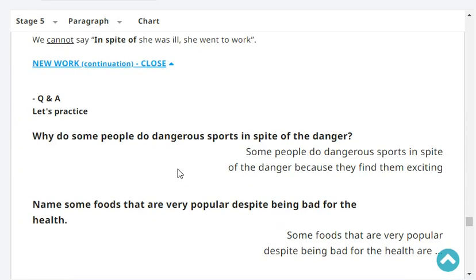Okay, let's practice. Why do some people do dangerous sports in spite of the danger? Some people do dangerous sports in spite of the danger because they find them exciting. Right?